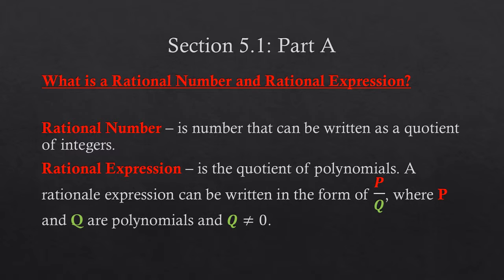By definition, a rational number is a number that can be written as a quotient of integers, basically a fraction. A rational expression is the quotient of polynomials. A rational expression can be written in the form of p over q, where p and q are polynomials and q does not equal 0.